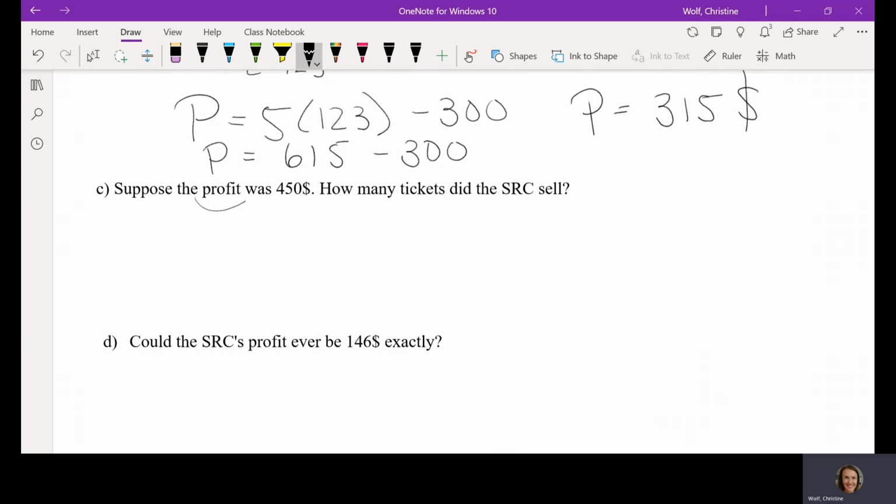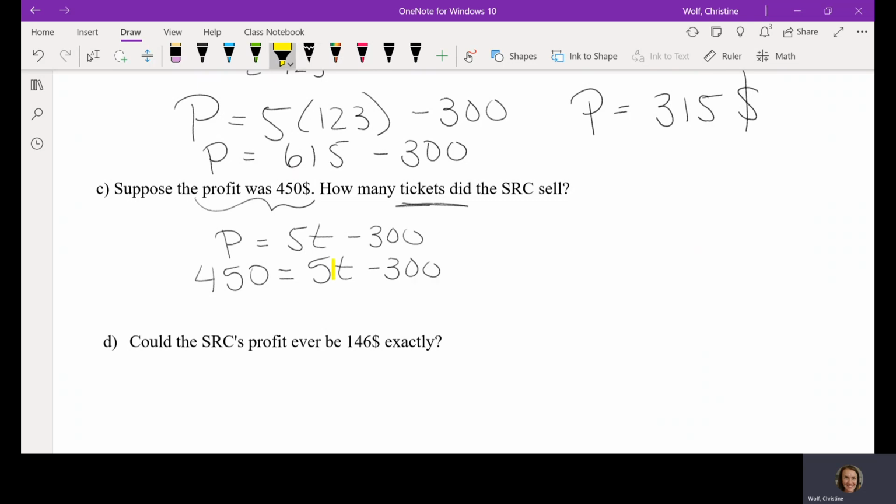Suppose the profit was $450. At the end of the day, they made $450. How many tickets does that mean that they sold? So in our equation, profit equals 5T minus 300. We are now going to replace P, profit, with 450 because that's what we were given. And we are looking for how many tickets were sold.